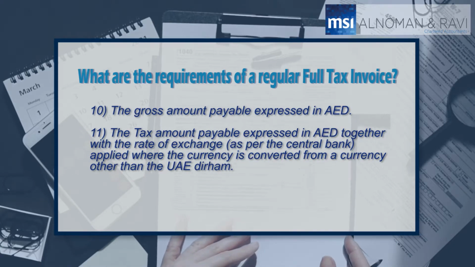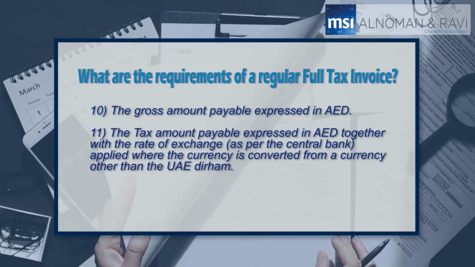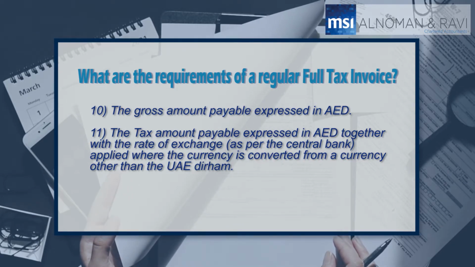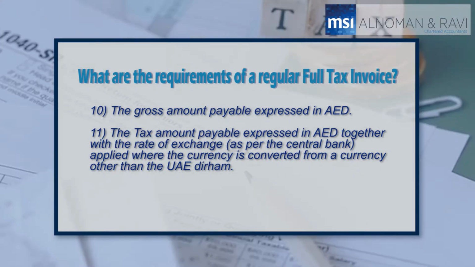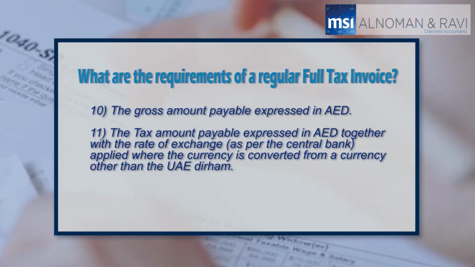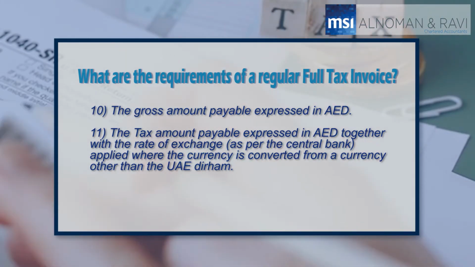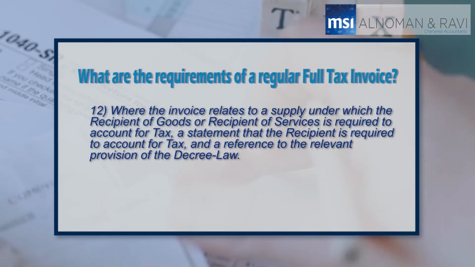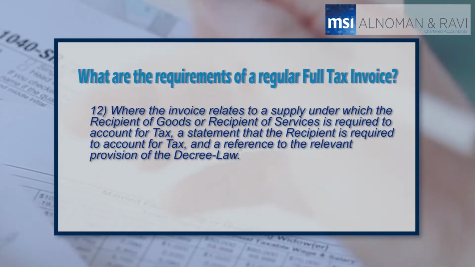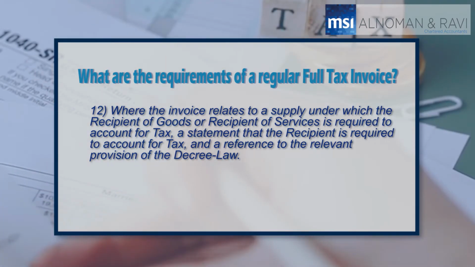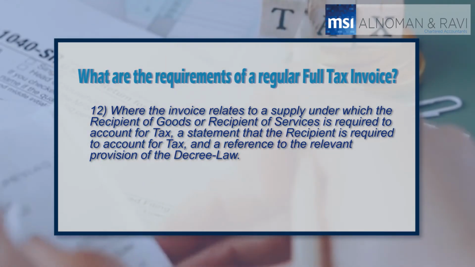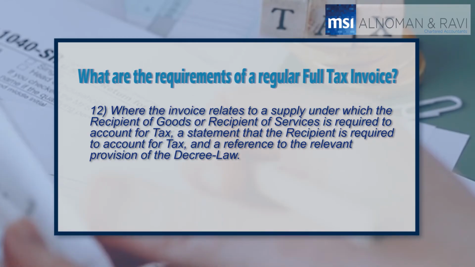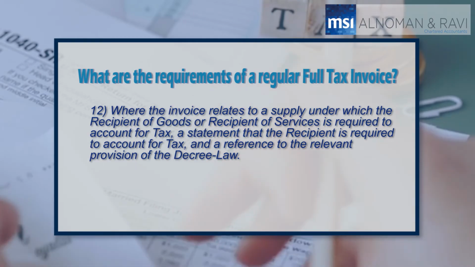The gross amount payable must be expressed in AED. The tax amount payable must also be mentioned in AED along with the rate of exchange if mentioned in a different currency. The rate of exchange must be used as per the daily central bank rate. Where the invoice relates to a supply under which the recipient of goods or services is required to account for the tax, a statement that the recipient is required to account for the tax and the reference to the exact decree law must also be mentioned.